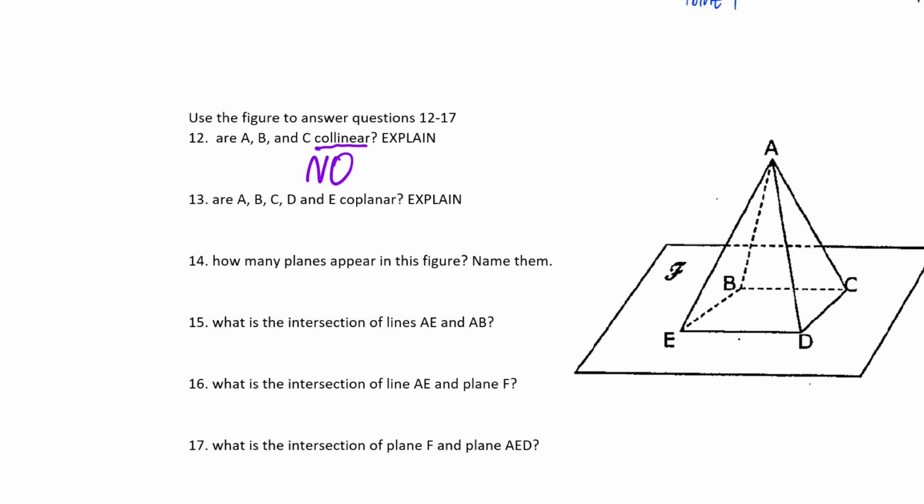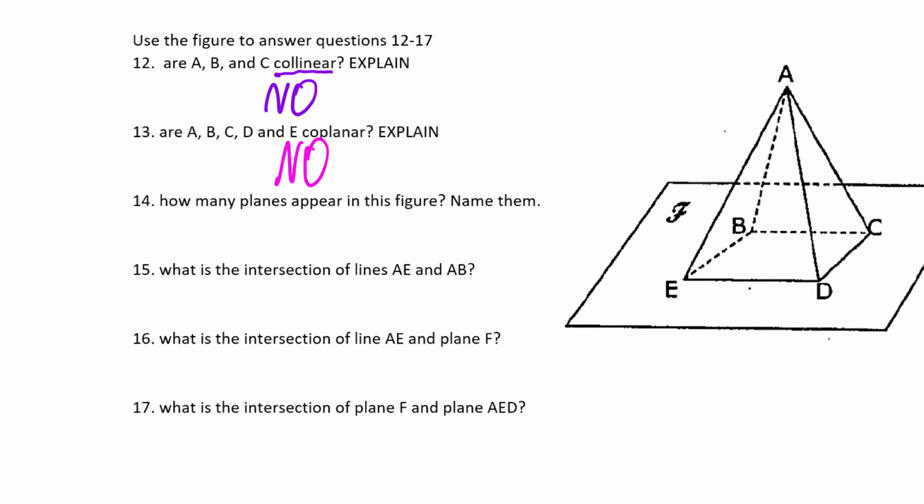Okay, next one. Are A, B, C, D, and E coplanar? On the same plane? Are all five of those points on the same plane? No. If you think about this in 3 dimensions, this big plane here is like your desktop, and then you have this pyramid sitting on top of it. Point A is way up here off the desktop, and these 4 points are laying right on top of that big plane. So are all 5 of those points on the same plane? No, they're not. Which point's kind of messing that up? Point A, exactly.